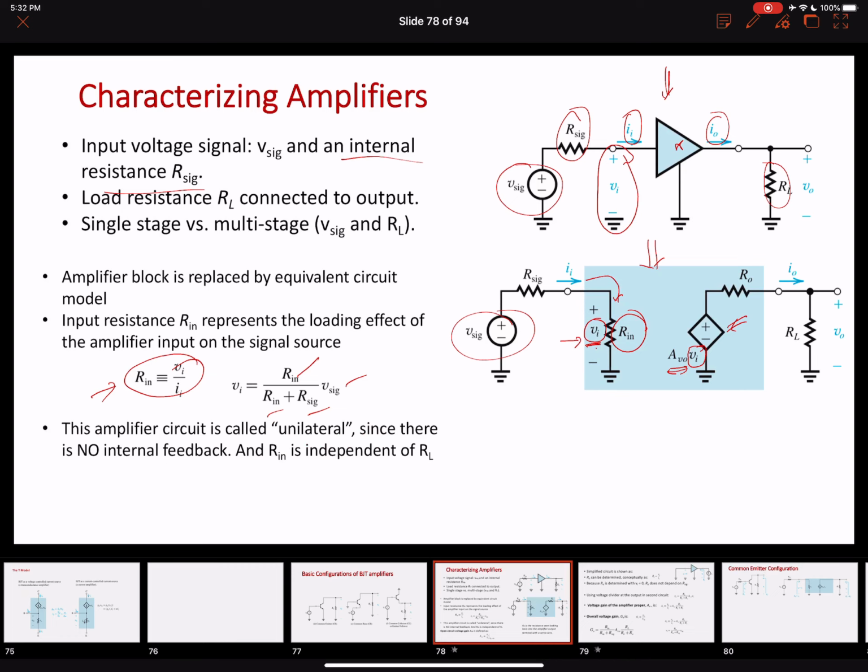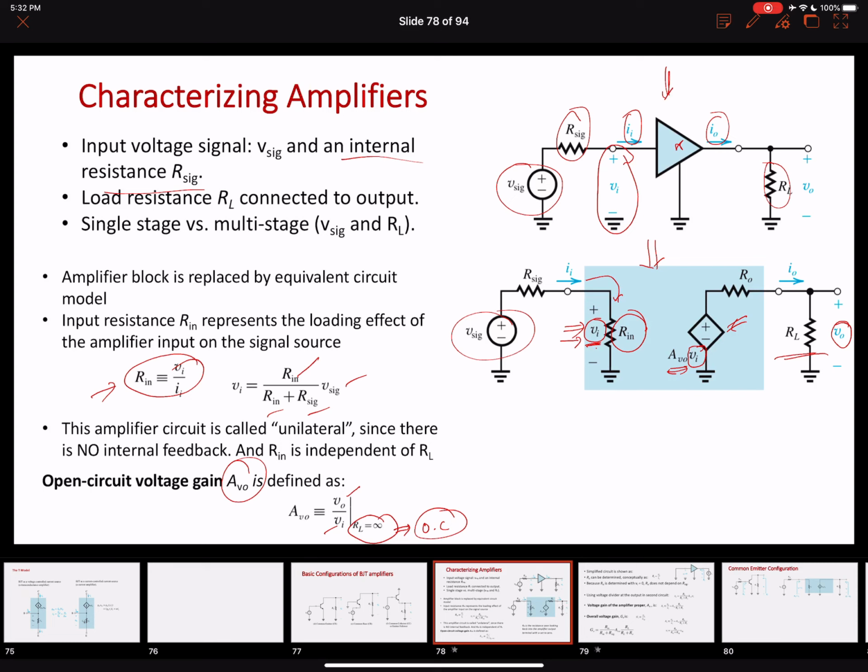Similarly, we have seen that the open loop gain, or open circuit voltage gain, is obtained when our load is not connected. So we can find our open loop voltage gain as V naught over Vi with RL equal to infinity, which means that RL is open circuited, so there is no RL. When there is no RL, the output over input, V naught over Vi, will be equal to the open loop voltage gain.